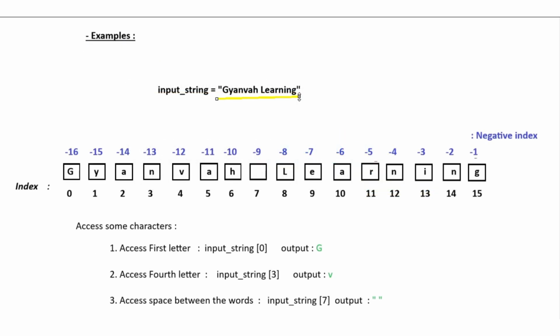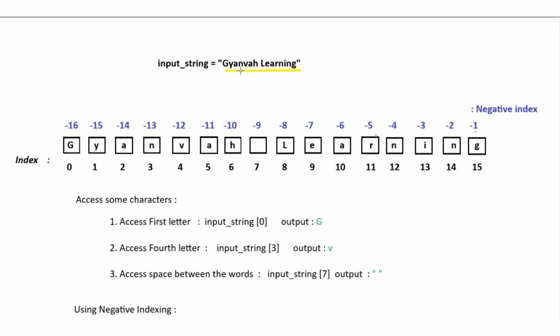Now let us take a real example so you can clearly understand how indexing and slicing actually work. The string we're going to use is Gyanvah Learning. You can imagine this as the name of your brand or the title of your course. First, let us look at this string carefully. It has two words, Gyanvah and learning. There is also a space between the two words, and that space is also treated as a character in the string. Python stores this entire text as one long sequence, character by character, from left to right.